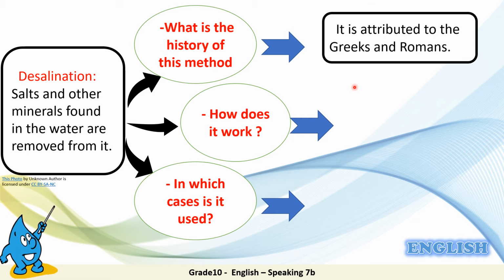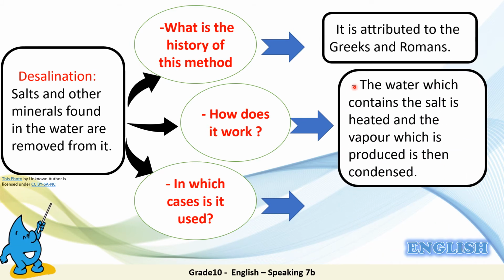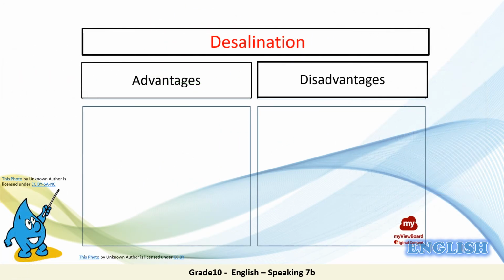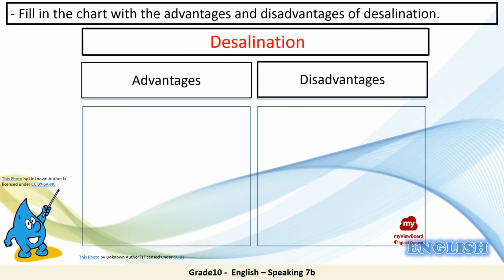How does it work? The water which contains the salt is heated, and the vapor which is produced is then condensed. In which cases are these waters used? These waters are used in industries and resort hotels. To know more about desalination, dear students, let's fill in the chart with advantages and disadvantages. Pause the video and think about some.